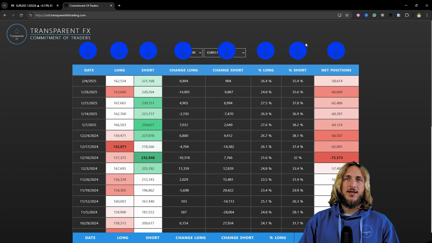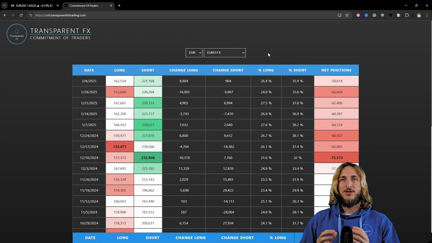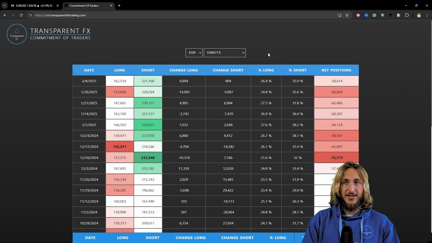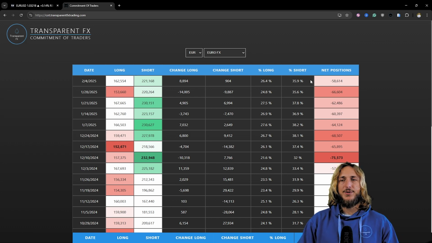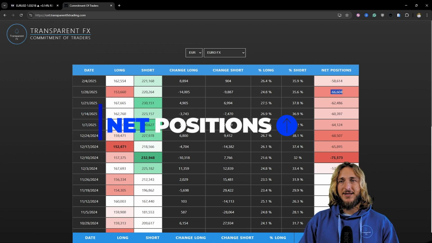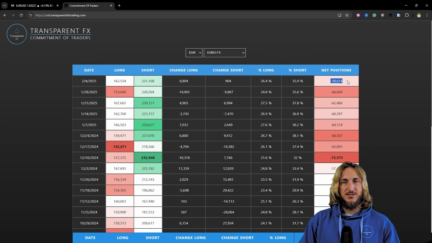Now, if we're looking at the data for the euro, the first thing that we have to keep in mind is that if we're looking at the euro, we are already looking at Euro USD because all currencies on the spot are traded against the USD. And we can notice how with the last report, net positions have been increased from minus 66.6k to minus 58.6k. So clearly there has been a slight increase of net positions with the last report.